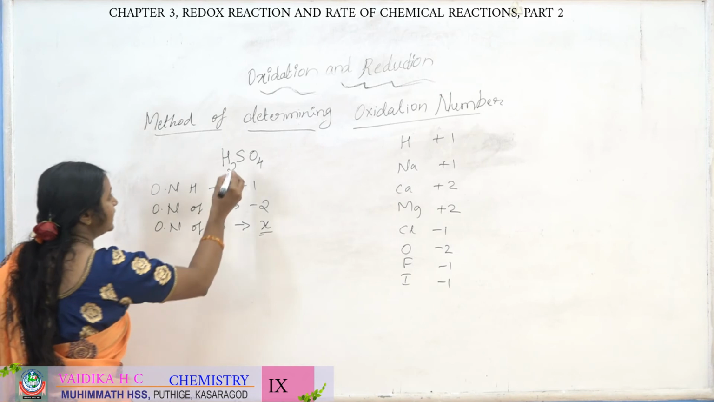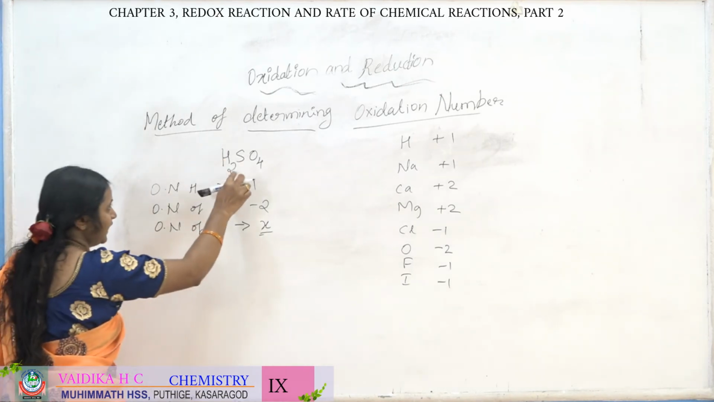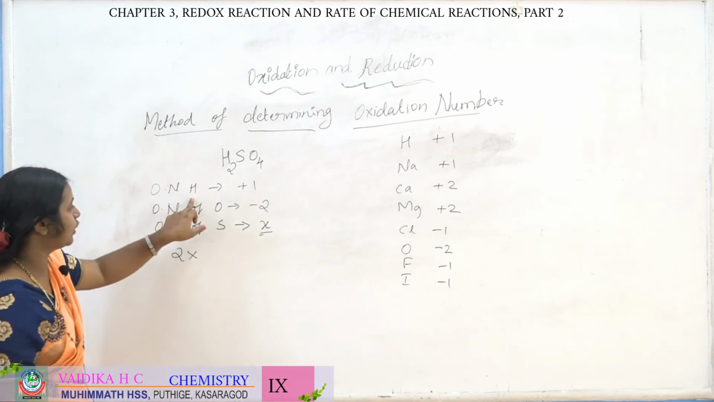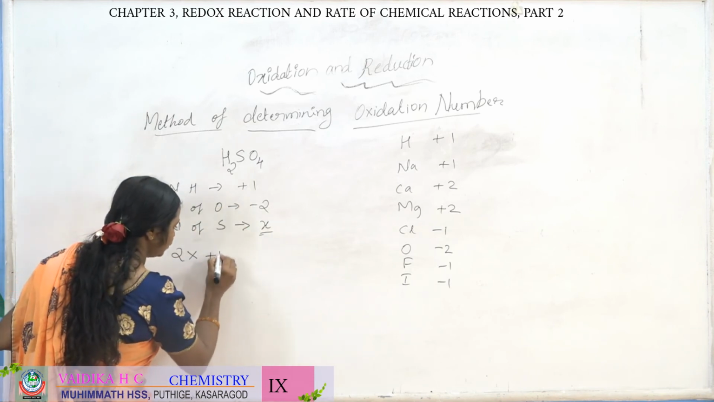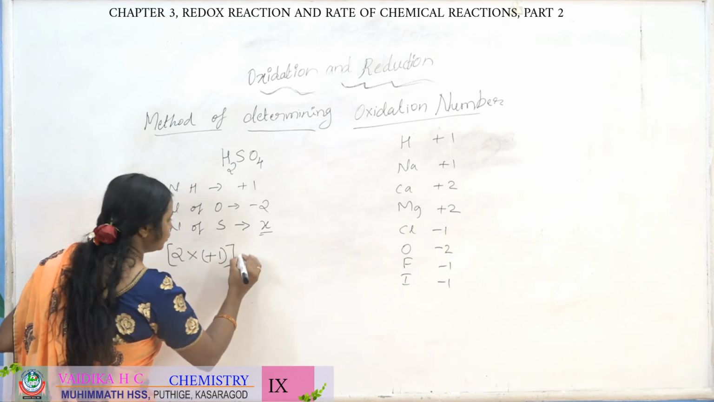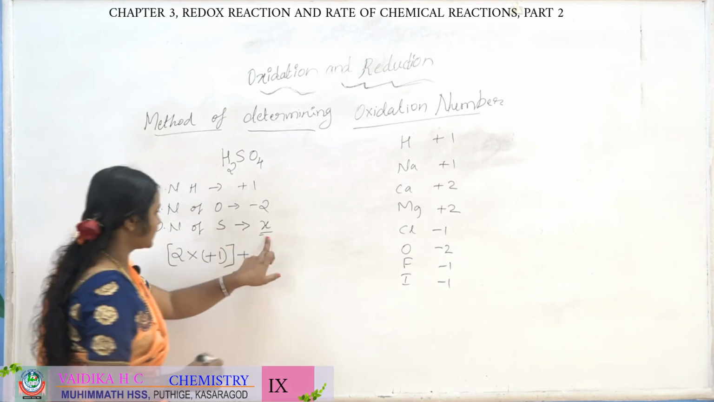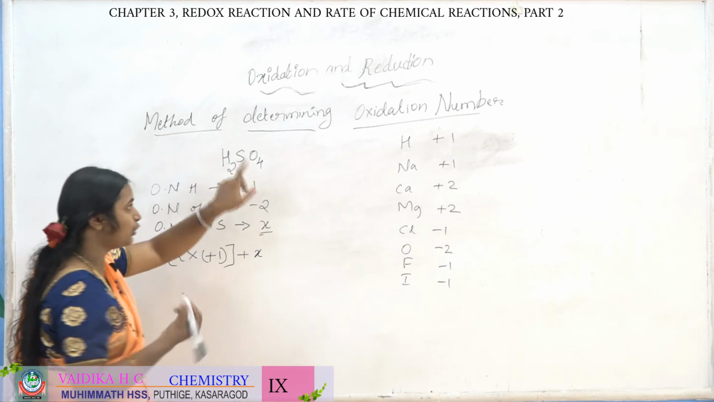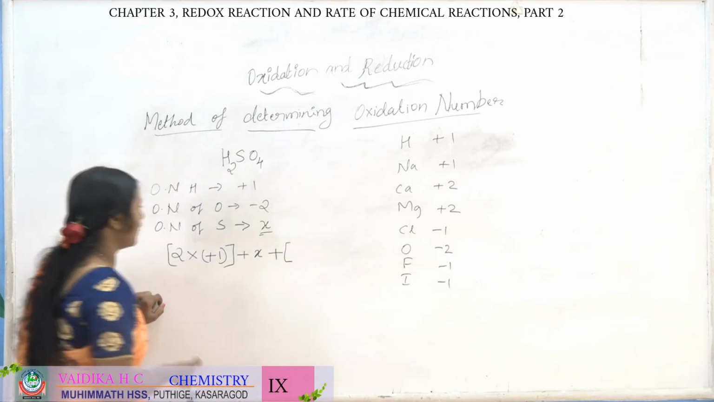For that, in this, how many hydrogen atoms are there? 2, right? So 2 into, what is the oxidation number of hydrogen? It is +1. 2 into +1. Put a square bracket to identify. Plus X. Here sulfur is there, for that we are writing X, we don't know. Let us put a plus and open the square bracket.